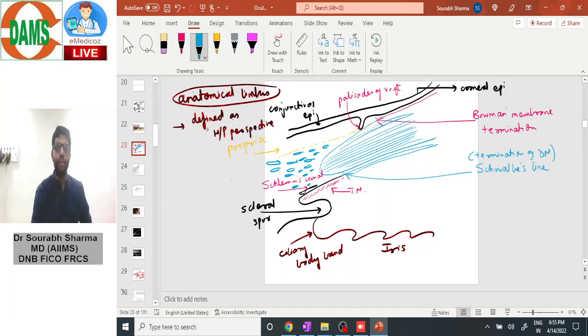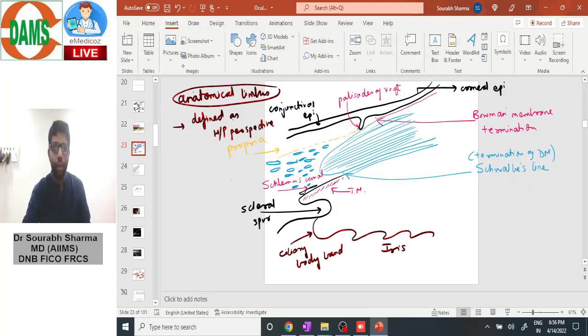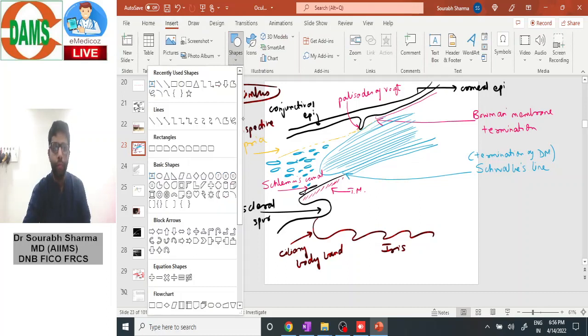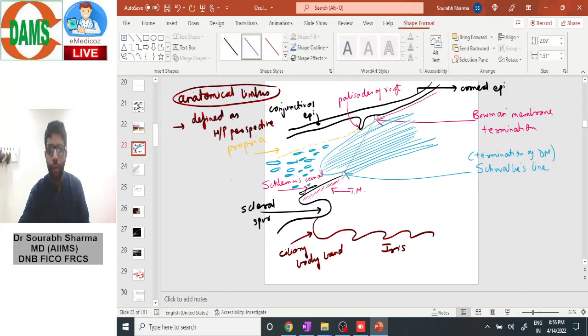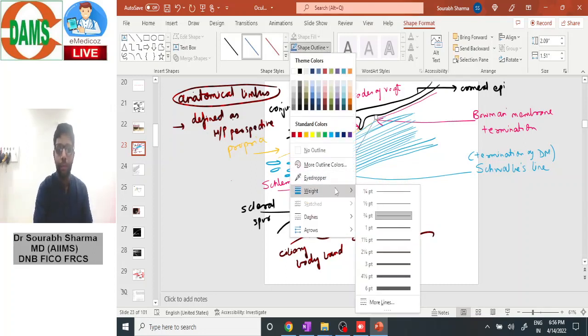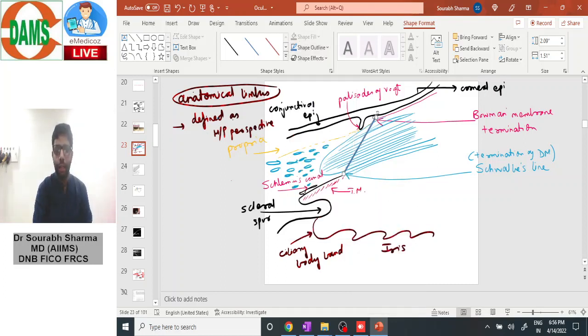Now where does it start? The anatomical limbus. If we draw a line going from the Bowman's membrane to the termination of Descemet's membrane, this line is the anatomical boundary of the limbus. This is the anatomical boundary of the limbus, if I just extrapolate it over here like this.